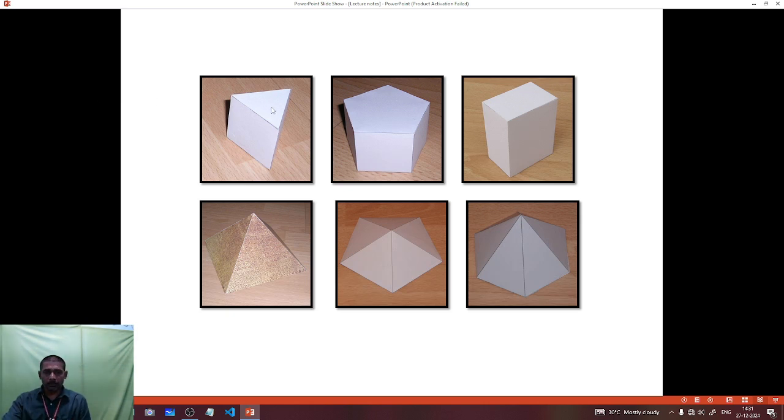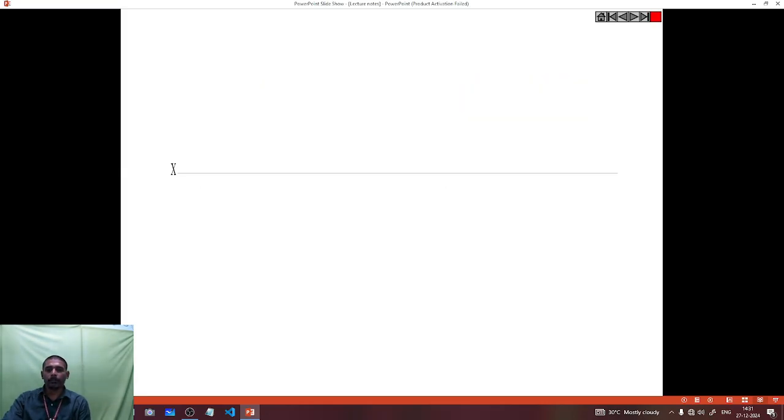The first image is a triangle prism, then a pentagon prism and a rectangle prism. Here in the second row, the first image is a square pyramid, then a pentagon pyramid, and the last one is a hexagonal pyramid. So these are all examples of solids, prisms and pyramids.